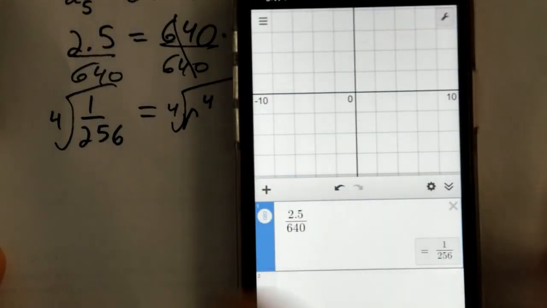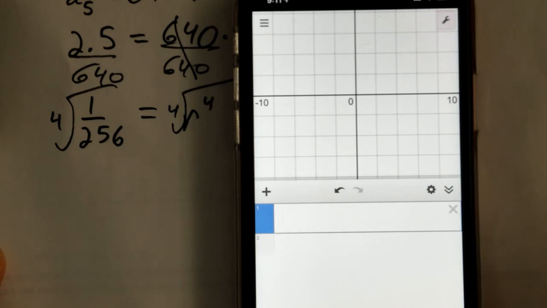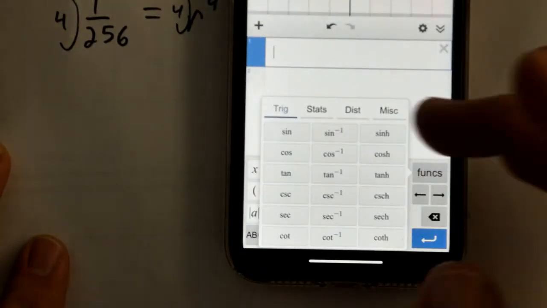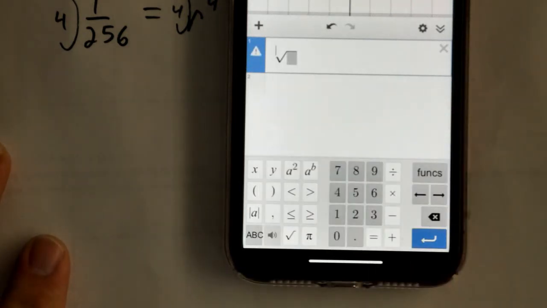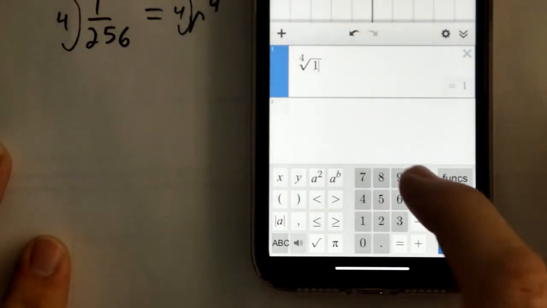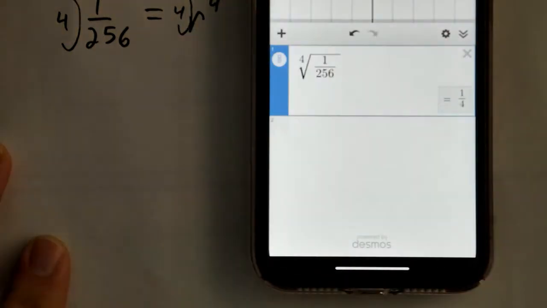So in Desmos, what you're going to do is clear that out. I want the fourth root, so I'll hit functions, and that will bring up this screen. I'll go to miscellaneous, nth root, and it'll ask which root do you want to take. I want to take the fourth root, and then you put in the numbers. So 1 divided by 256. I get 0.25, which as a fraction is a fourth. So there's our common ratio.